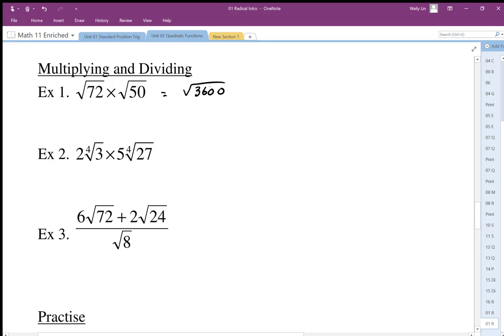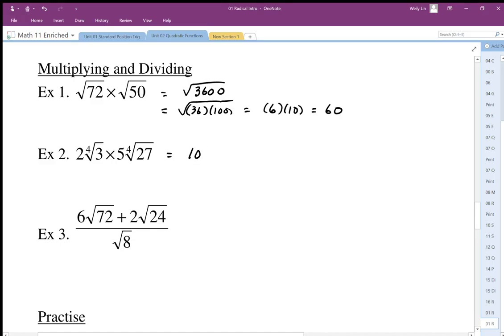Now in this case, 3,600 happens to be a perfect square because we have 36 as a factor, a perfect square, times 100, which is a perfect square. So we end up with 6 times 10, that equals 60. You may be able to work that out in your head, but we can also break it down to smaller perfect square factors. So here, if the indexes are the same, we can just multiply the inside with inside, outside with outside. So this is 2 times 5. Okay, so it's going to be 10.